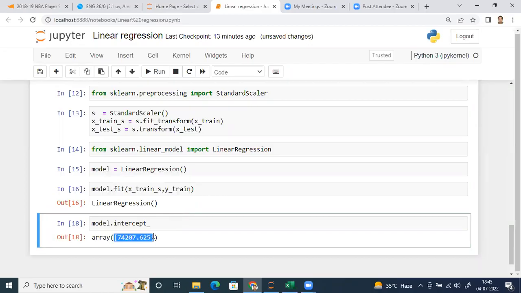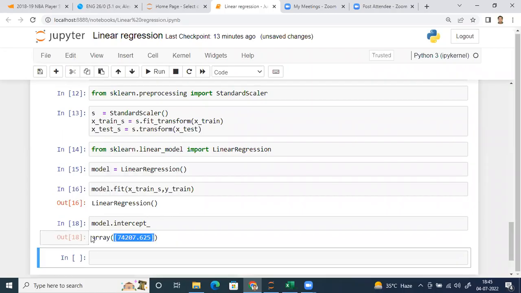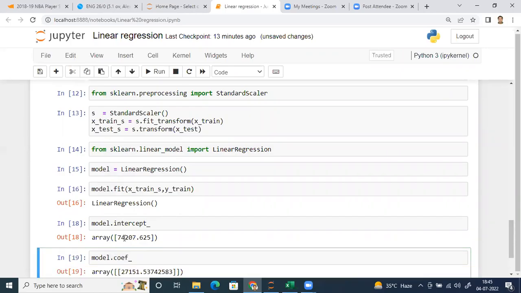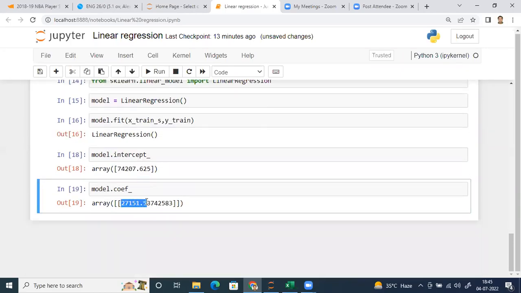Which is available here. So the equation of the line is there. You know what is the intercept? y is equal to mx plus c, so c is your intercept. You want to get the coefficient? So yes, you can get it: model.coef_. It will give you the corresponding coefficients which are available. So from this you can understand what straight line it is guessing.